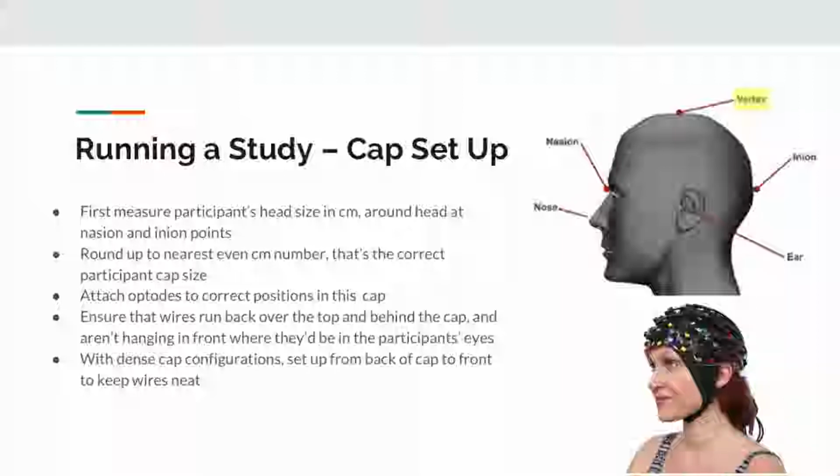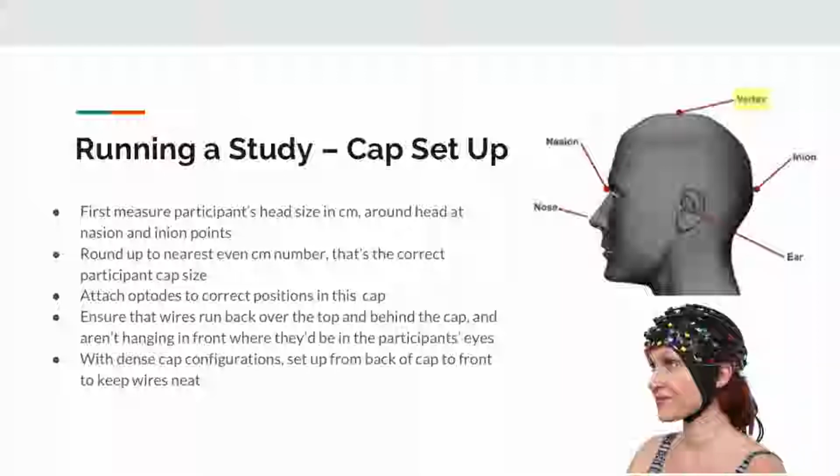You then attach the optodes to the correct position in this cap, either by pushing them into the outie grommets or by plugging them into the right space in the innies and then slotting a spring cap over the top of it.